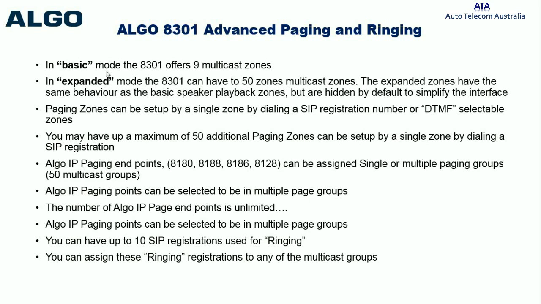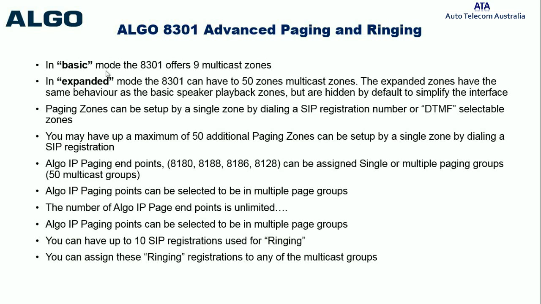So there are 2 ways of doing it. You can have a single SIP registration, and then the 8301 will answer and look for the post digit tones to tell it what zone to page. Or you can have individual SIP registrations for each zone if you so wish. Horses for courses, various reasons for doing one way or the other.